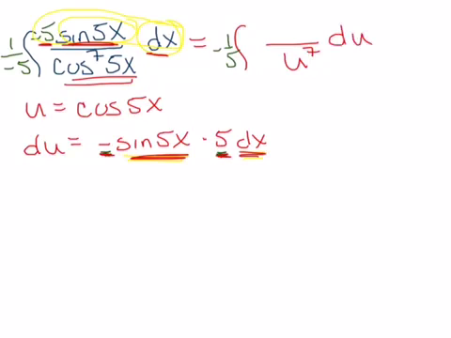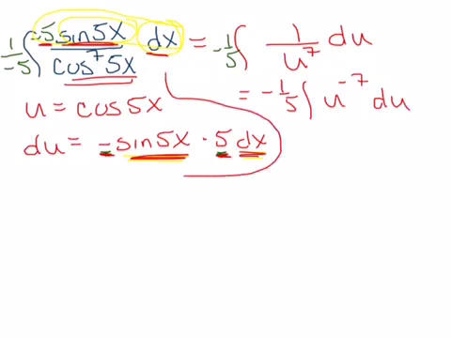Everything went out of the numerator, so we're going to put a 1 in the numerator. Now we should have something that we can integrate. So let's try to integrate this. We've got negative 1/5 times the integral. I'm going to rewrite this as u to the negative 7 du.